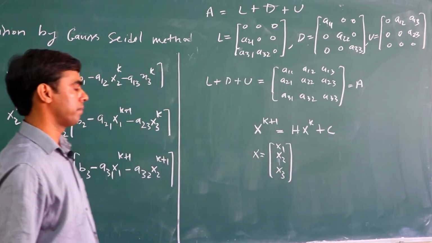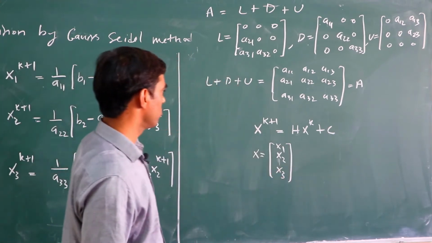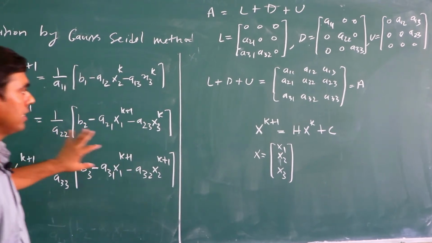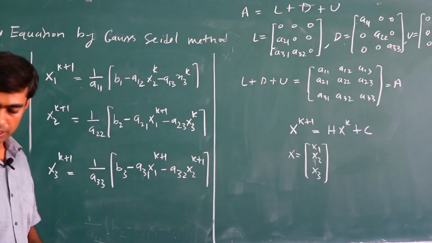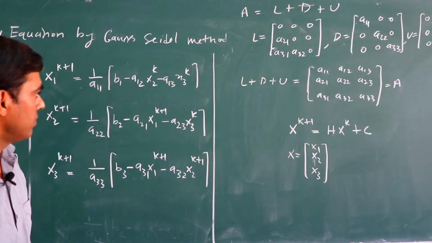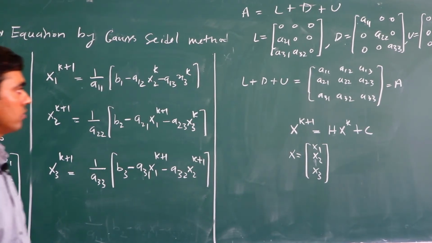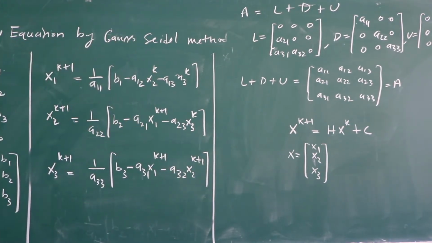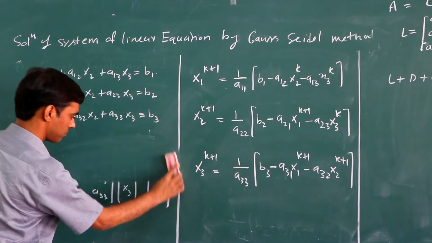So H is a matrix and C is also a matrix. So how do we write this expression in this form? Here we use the LDU decomposition, so I am not going to erase this one, I am going to erase this one.